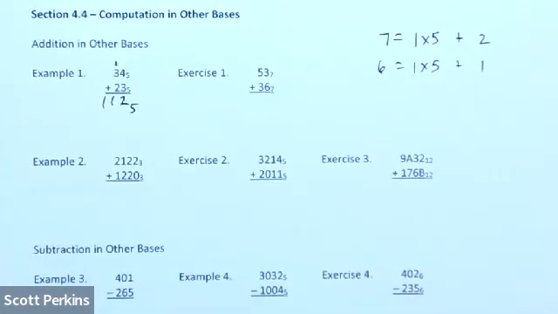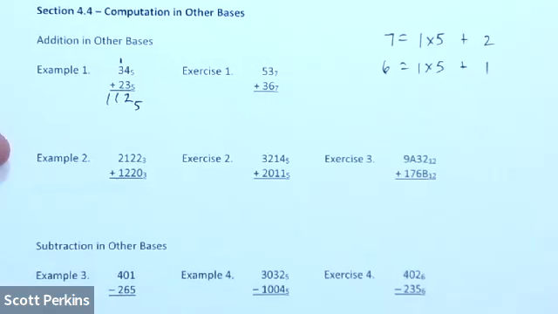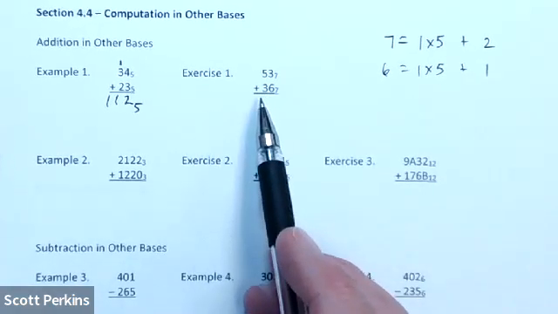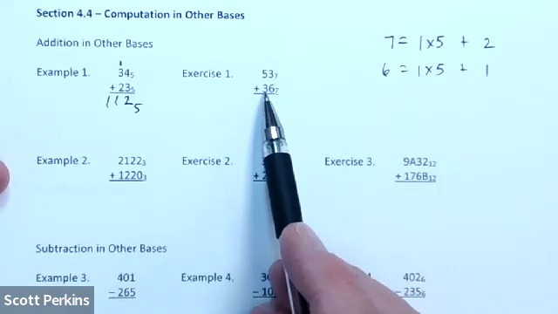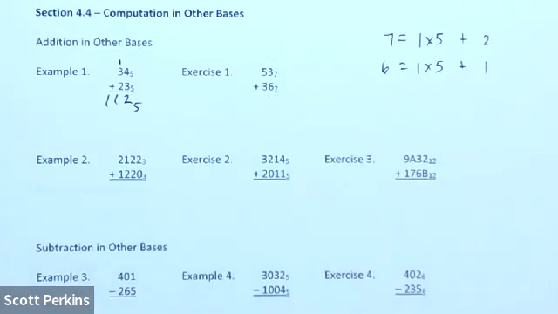Now you can see we've got a whole bunch of examples here. So you're going to get a lot of chances to practice this. So I would like you to do exercise 1. Notice you're adding 53 base 7 to 36 base 7.